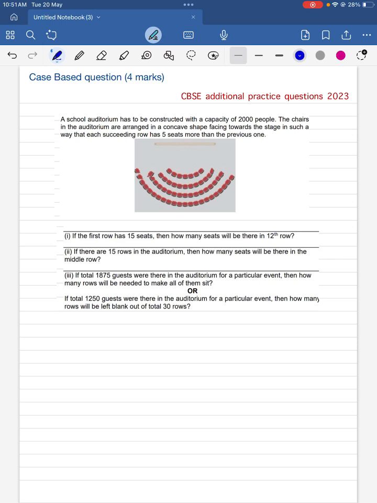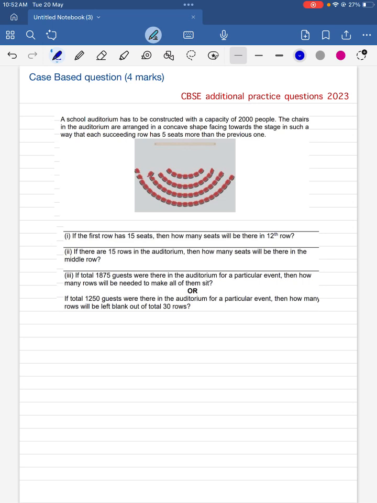Now the question is, a school auditorium has to be constructed with a capacity of 2000 people. Now the chairs in the auditorium are arranged in a concave shape facing towards the stage in such a way that each succeeding row has 5 seats more than the previous one. Now, we have been asked these 3 questions. Okay, so let's break it up into 3 parts.